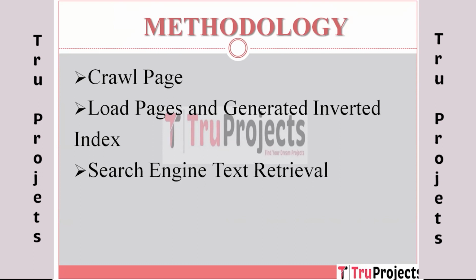Generate inverted index. An inverted index is a data structure commonly used in search engines to optimize text retrieval. It involves creating a mapping between words and the documents or pages that contain those words. For each word, the index stores a list of documents where the word appears. This allows for efficient and fast retrieval of documents containing specific words during searches.